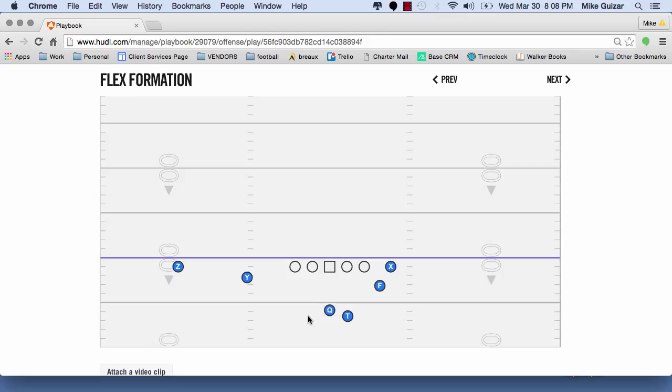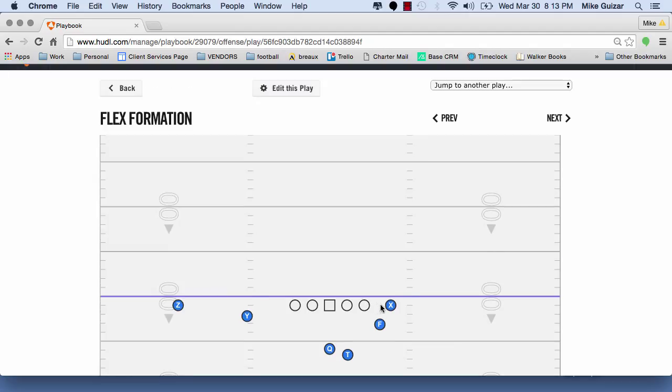The X wide receiver lines up 2 yards outside of the tackle in flex. The tackle is the farthest lineman. So X is 2 yards outside the tackle, and the F is 1 yard deeper than X and 1 yard inside X. So he's 1 yard outside the tackle and 1 yard back.